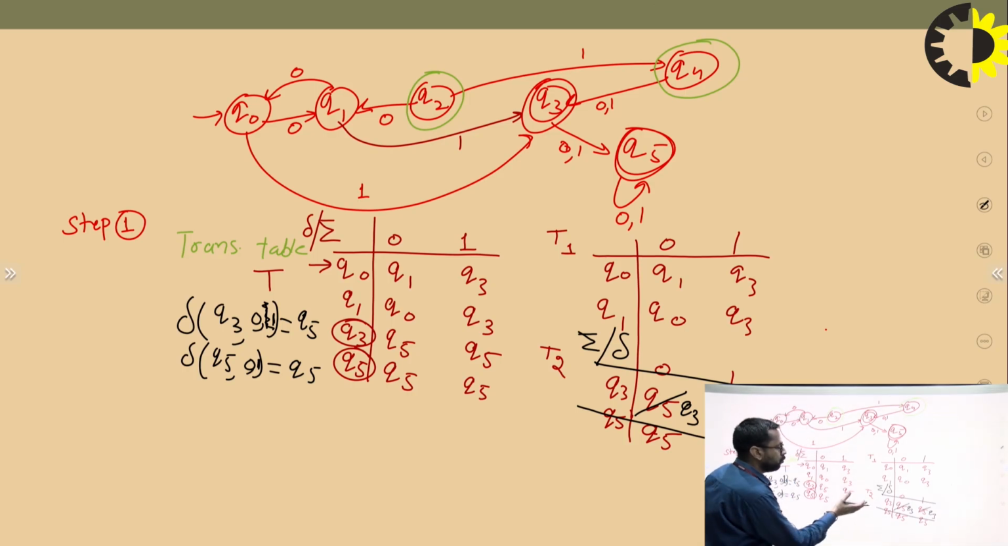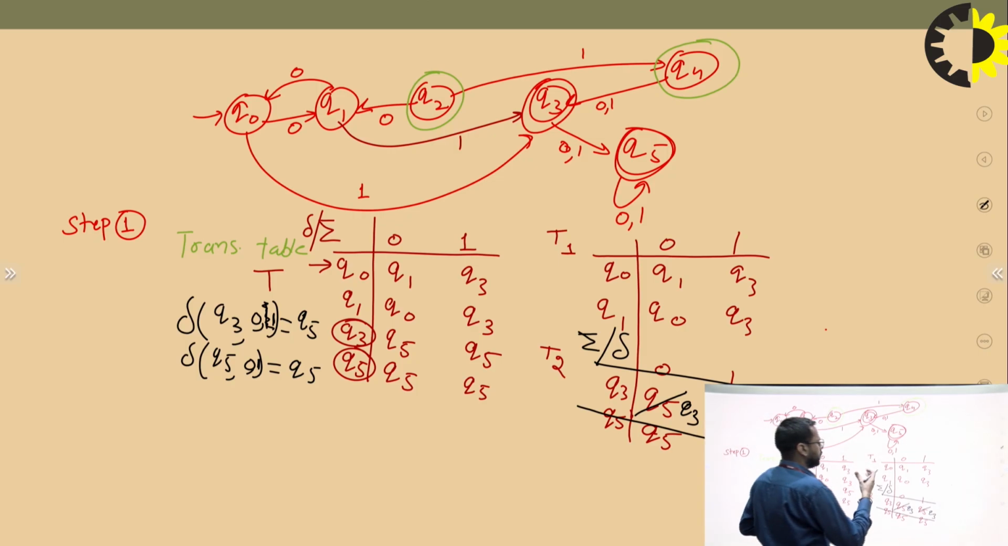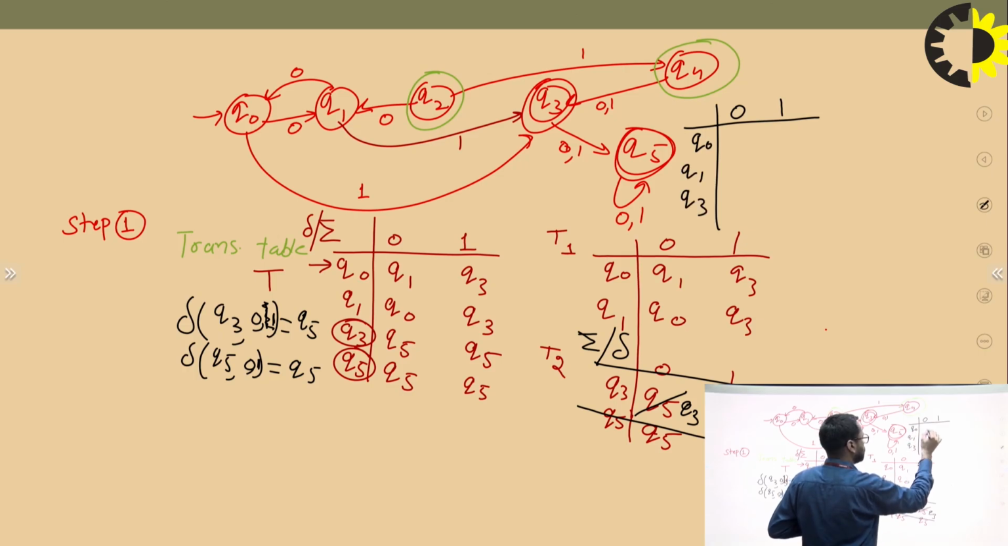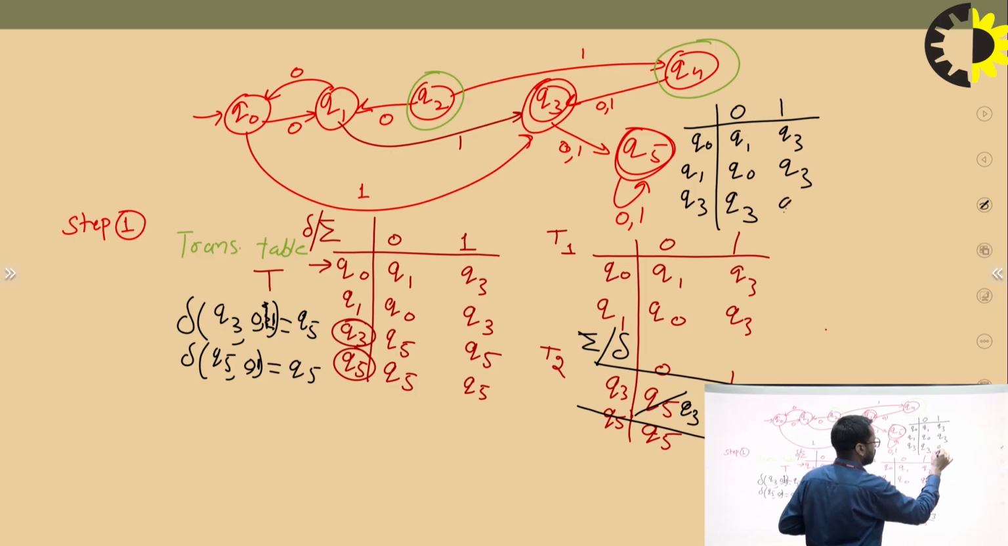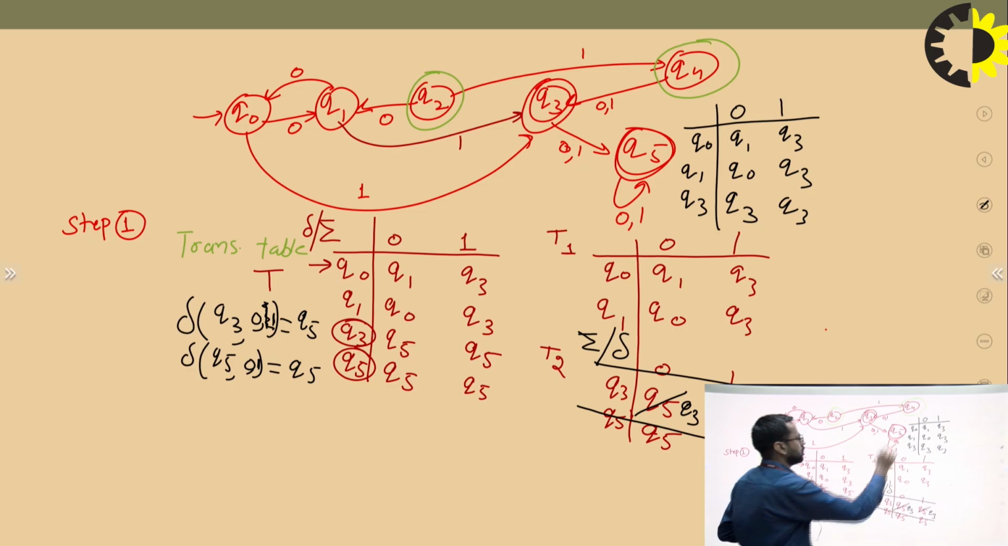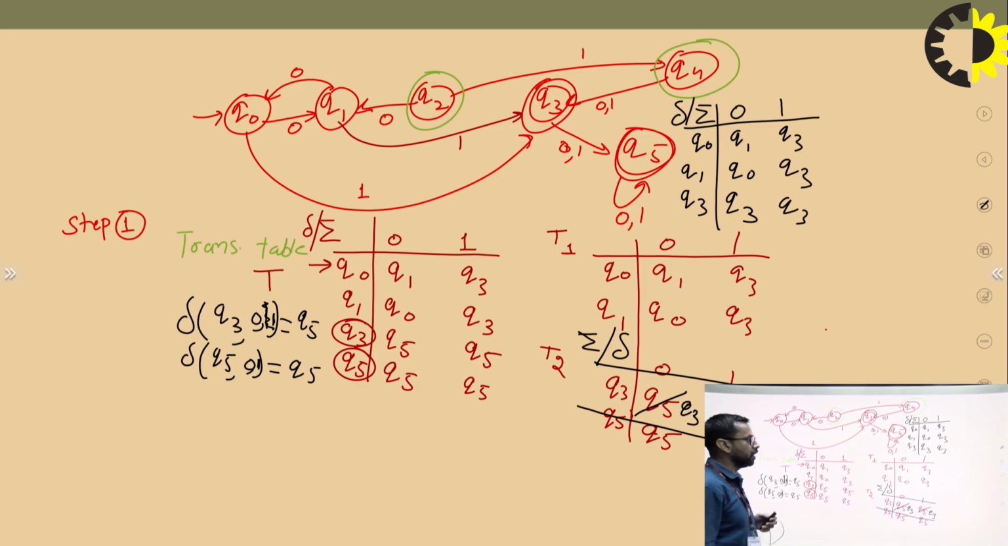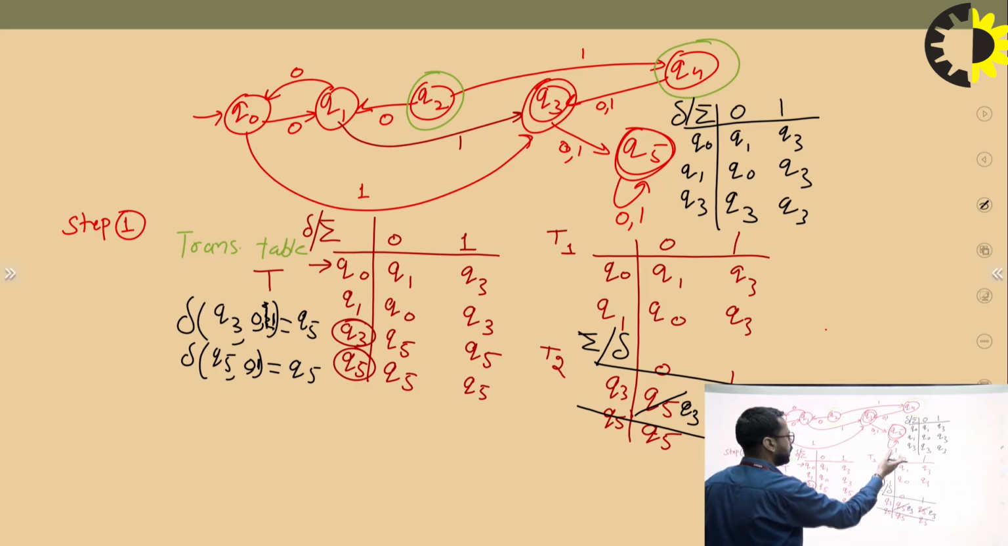Now we will merge T1 and T2 to calculate the combined transition table. The resultant table, with 0 and 1, is: Q0: Q1 and Q3; Q1: Q0 and Q3; and Q3: Q3 and Q3. So this is the transition table for the resultant finite automata model. According to this, we will find the resultant model.